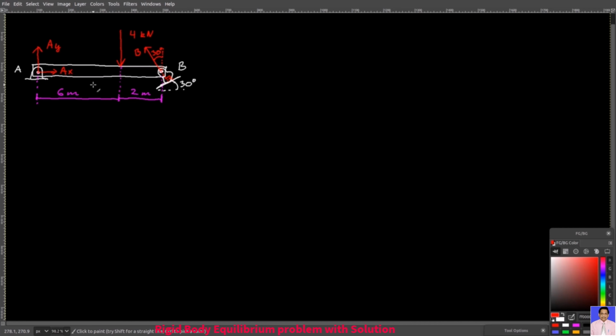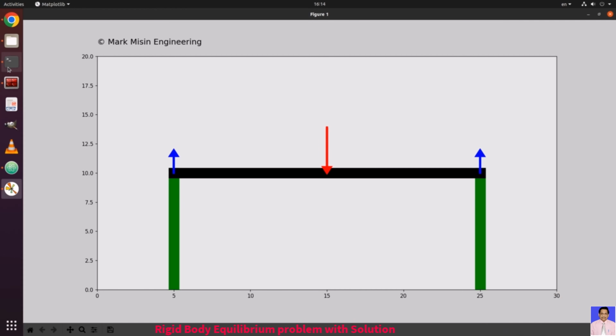The forces AX, AY, and B are only generated because I apply this 4 kilonewton force at that beam in a specific location. Here I have another example as a Python animation where you have a beam and I apply a force on that beam in the middle of it. And because of that, I have two reaction forces, one on the left and one on the right.